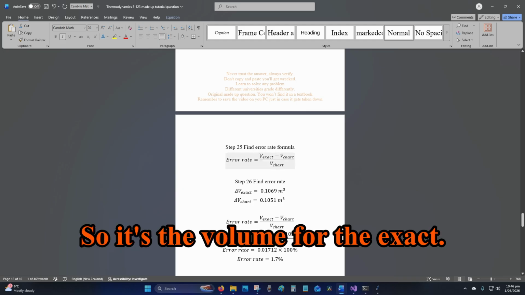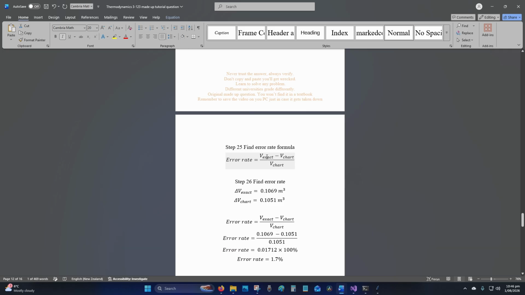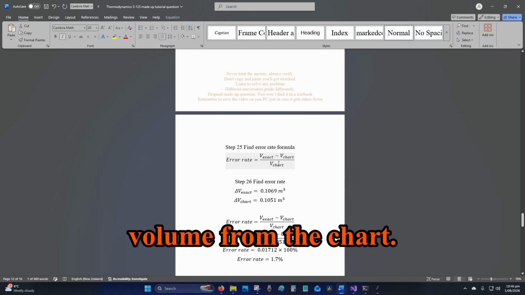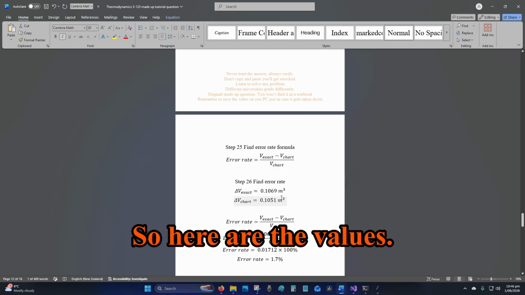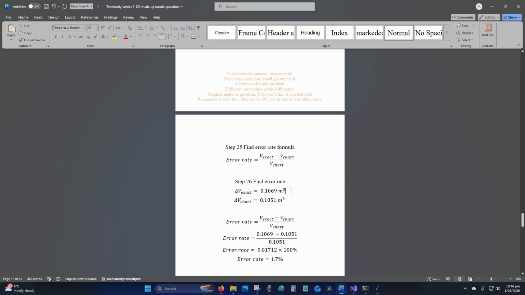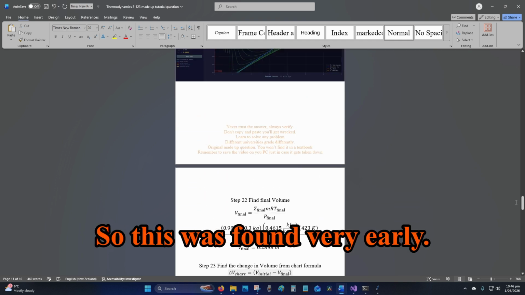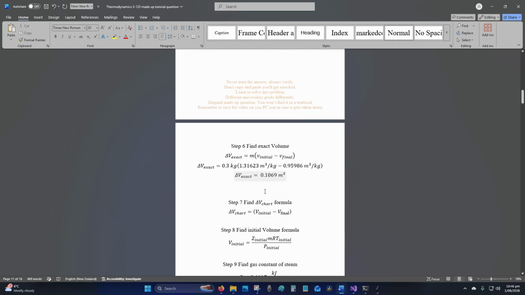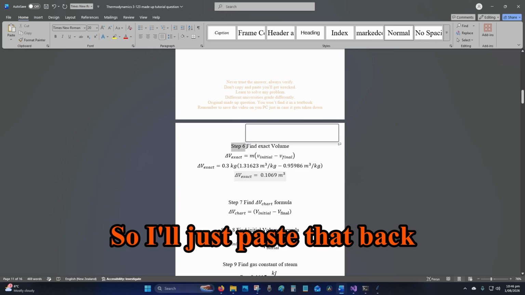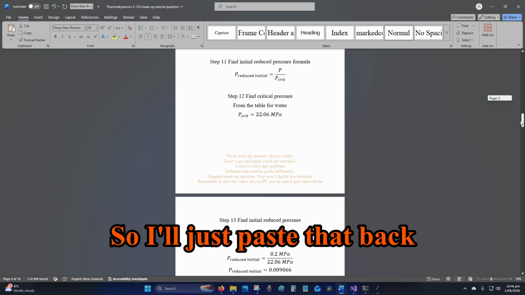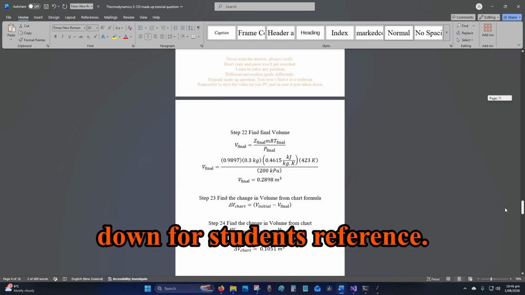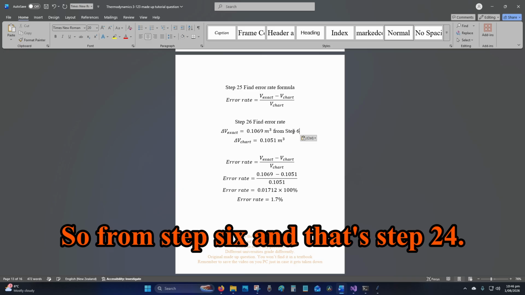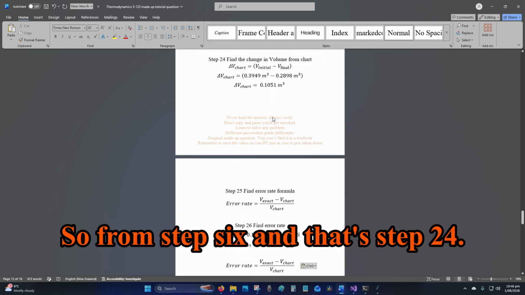Step 25, find the error rate. The formula is the volume from the exact minus the volume from the chart, divided by the volume from the chart. So here are the values. This was found very early, step 6. I'll just paste that back down for students' reference. So from step 6, and that's step 24.